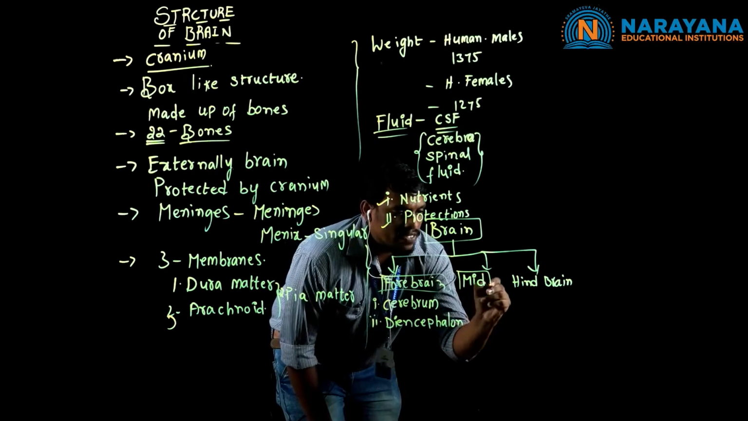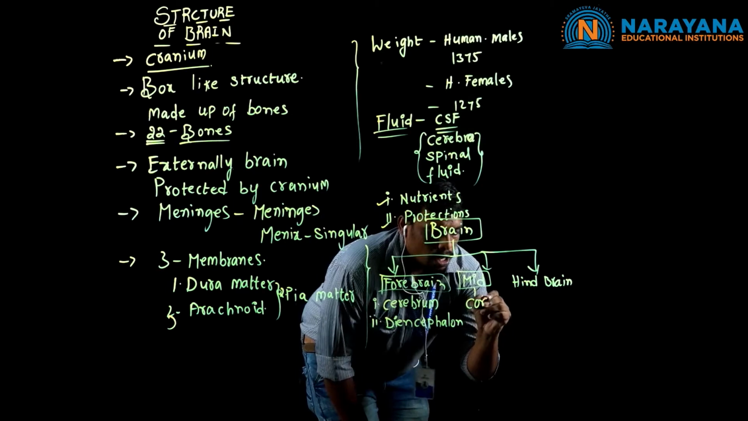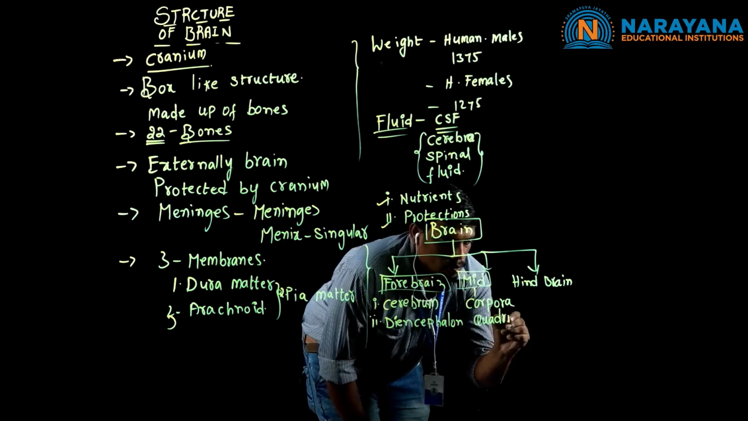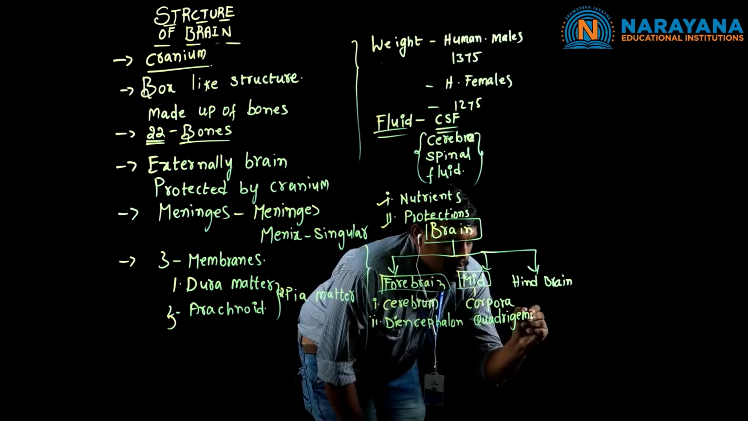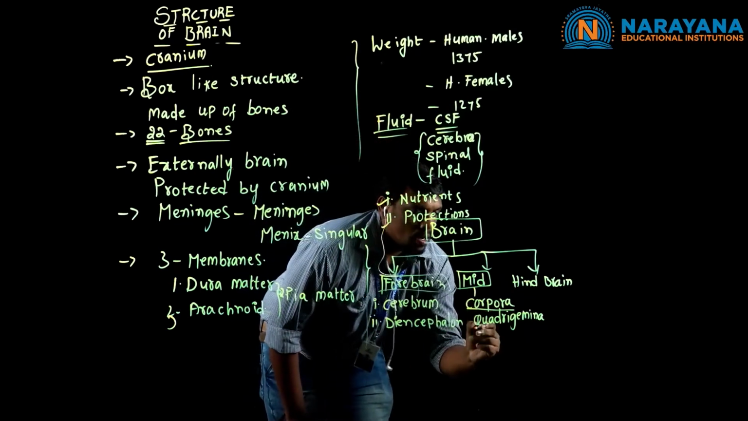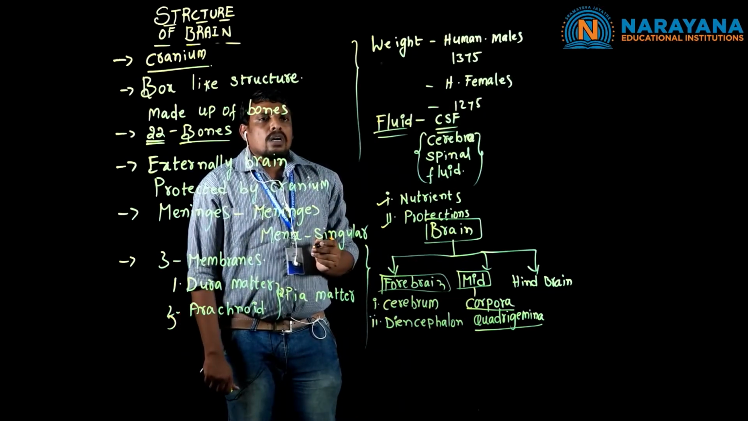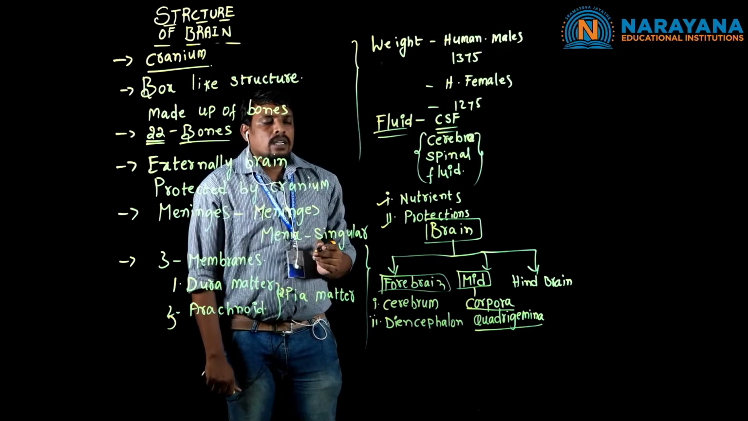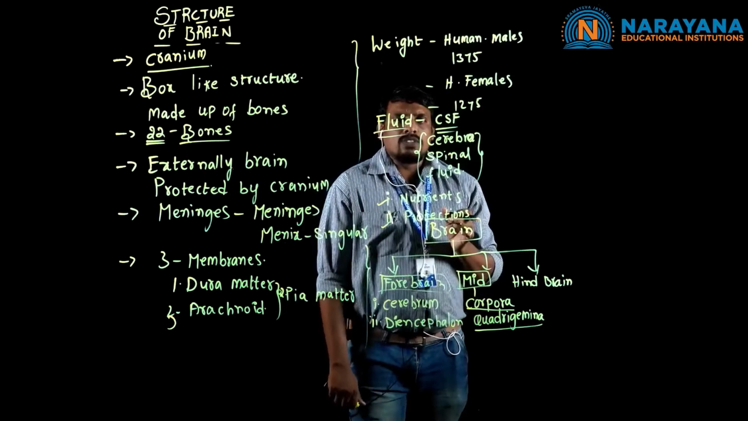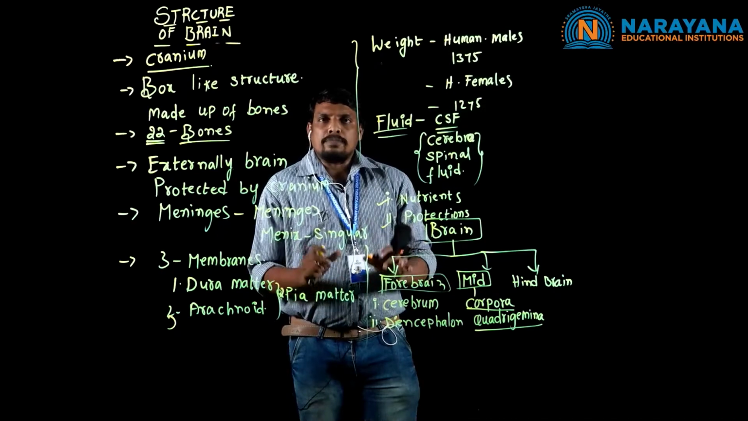Whereas if you see the second division, that is the midbrain, it contains corpora quadrigemina. Corpora quadrigemina. Try to spell this word. Corpora quadrigemina. Once again, spell it. Clear, ma? About this corpora quadrigemina, in the higher classes we are going to discuss. Anyway, just learn what the parts of the midbrain are.